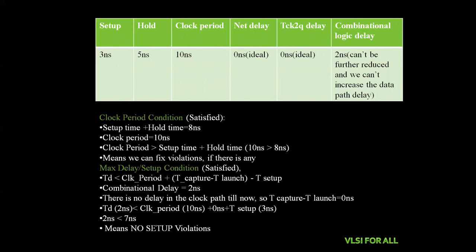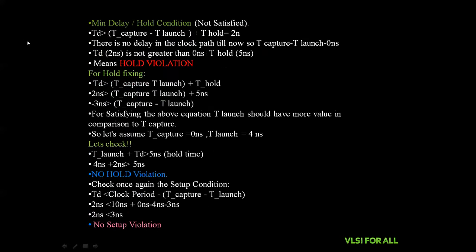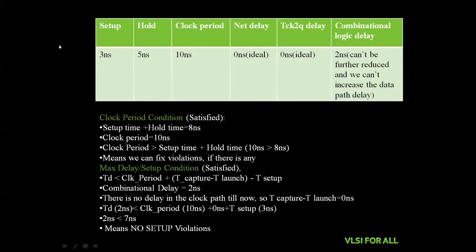Let's take another example. We have the setup time 3 nanoseconds, hold time 5 nanoseconds, clock period 10 nanoseconds, and the combination logic delay is 2 nanoseconds. So first of all, let's check the conditions. The clock period must be greater than the setup and hold time values. So 3 plus 5 is 8, and 10 is greater than 8, which is correct. So there is no clock period violation. So we can fix the violation if this condition is satisfied.